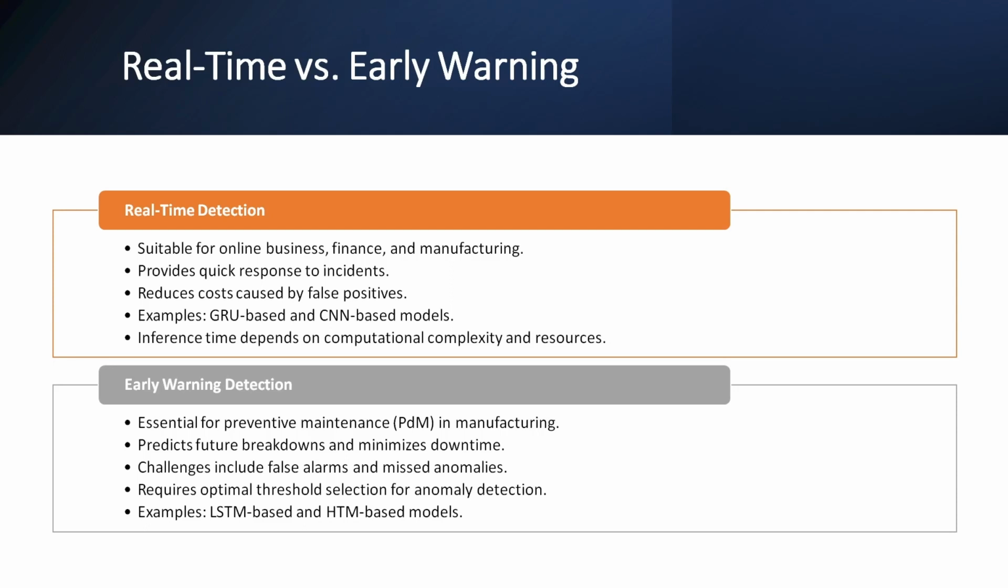And next is early warning detection. It is essential for predictive maintenance (PdM) in manufacturing, predicts future breakdowns, and minimizes downtime. Challenges include false alarms and missed anomalies, and it requires optimal threshold selection for anomaly detection. Examples are LSTM based and STM based models.